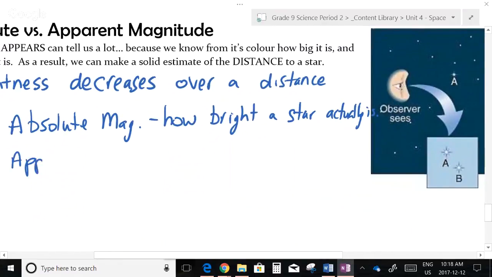And what do we call the apparent magnitude? What's that mean? What do you think? If the absolute magnitude is how bright a star actually is shining out in space, the apparent magnitude is how bright it appears to us here on Earth. Good. How bright the star is in the sky.